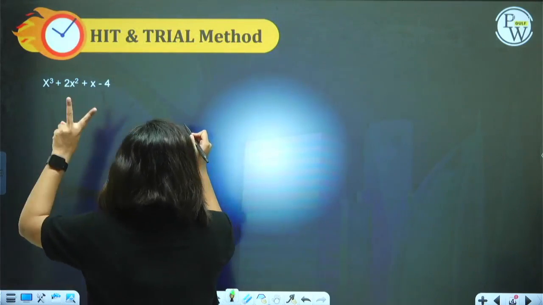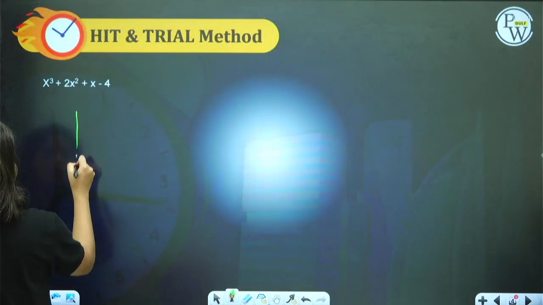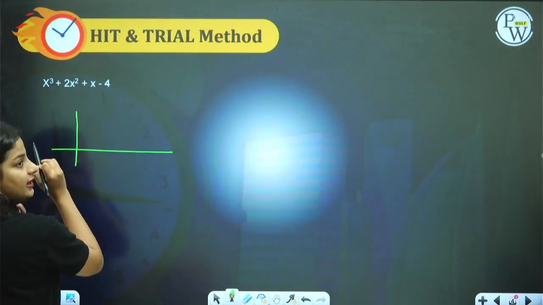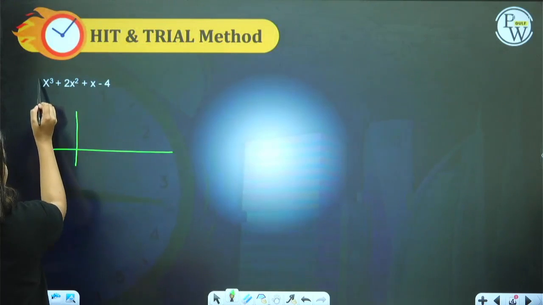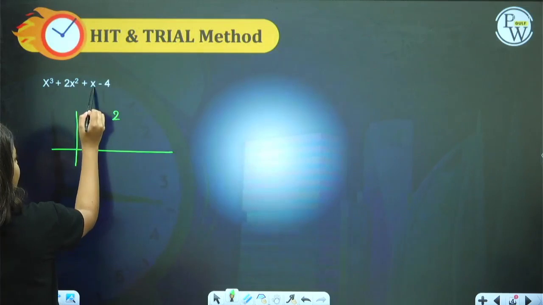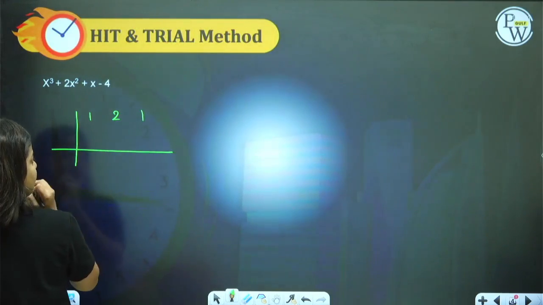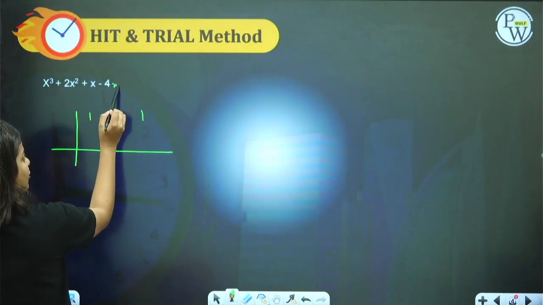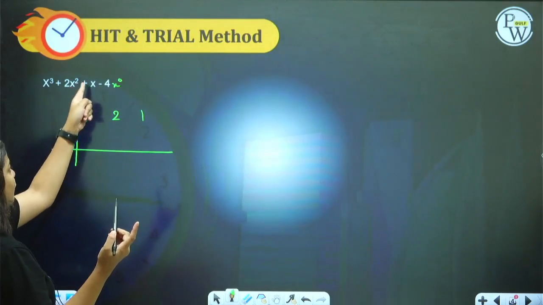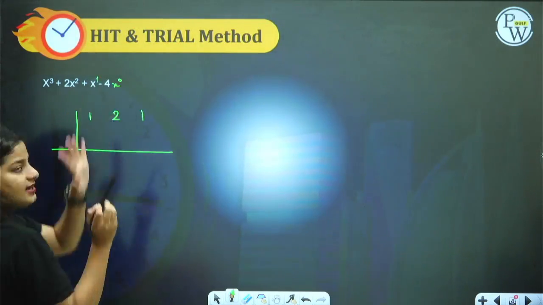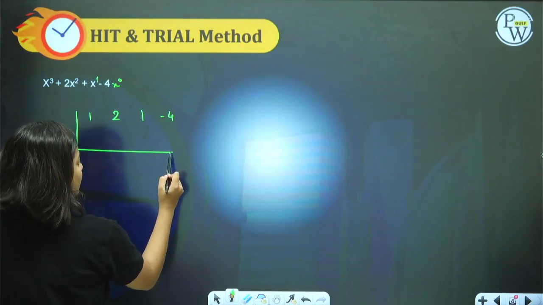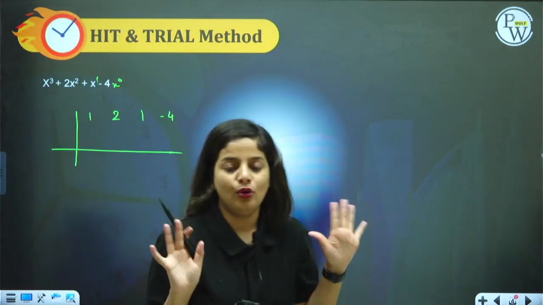First step, everyone, listen carefully. You will be writing all the coefficients of the cubic equation. The coefficient of x cube is 1. The coefficient of x square is 2. The coefficient of x raised to 1 is 1, and the coefficient of x raised to 0, here nothing, means x raised to 0, is minus 4. Higher to lower power 3, 2, 1, 0, all the coefficients. So the first step is writing down all the coefficients.